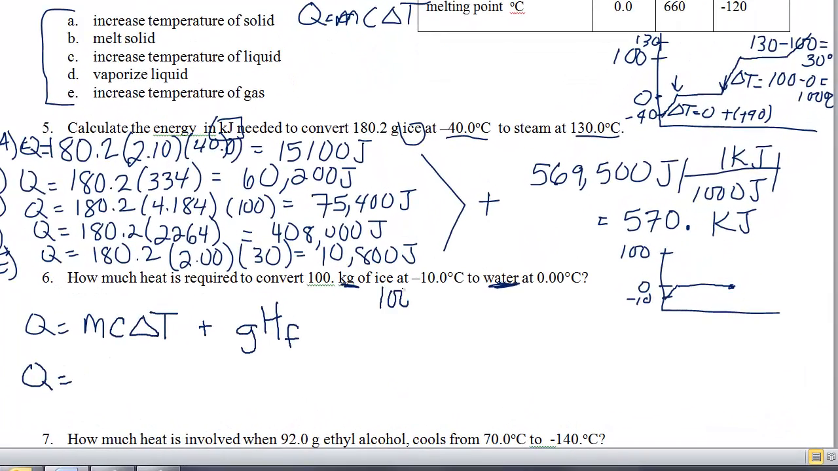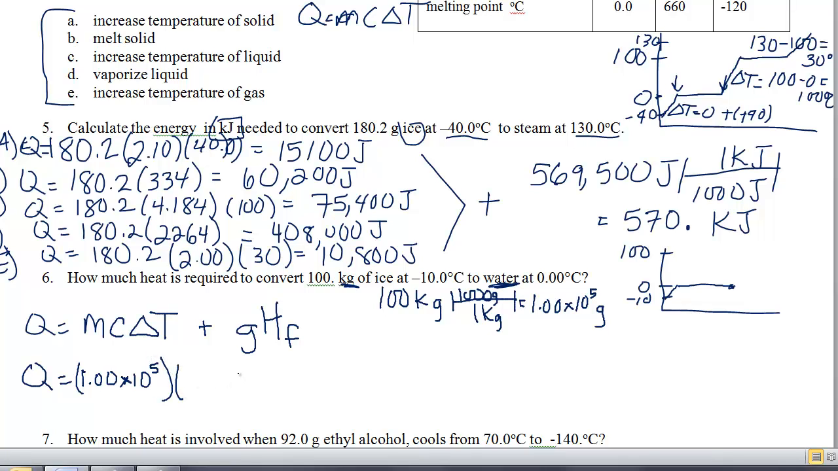Well, we better change that first. So kilograms. So I know 1 kilogram is 1,000 grams. And I'm just going to go ahead and write this in scientific notation. So I have 1.00 times 10 to the 5th grams. So that's my mass, and it's always going to be my mass times 10 to the 5th.